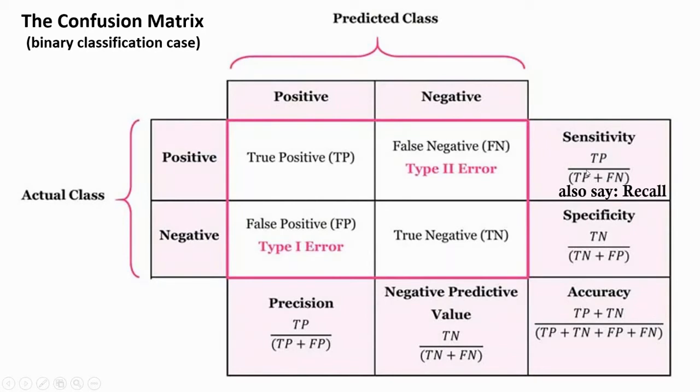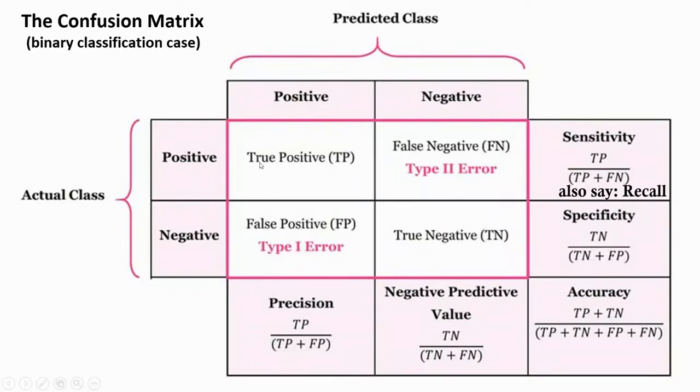Okay. Now let us come to precision. How precise your model is. How do you estimate that? Here, the denominator is not your actual class, but your predicted class. So, if your machine predicted certain positive values, how many of them are actually positive?